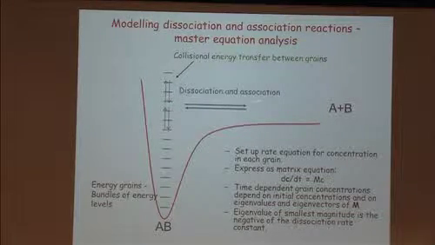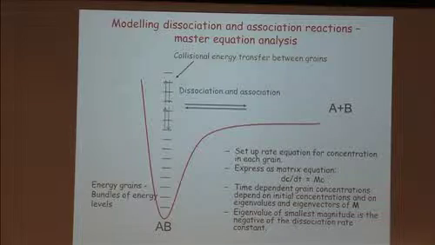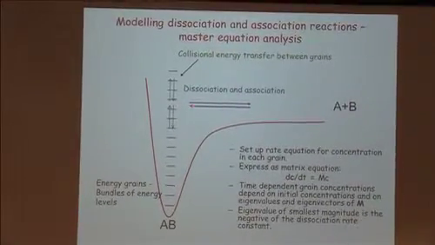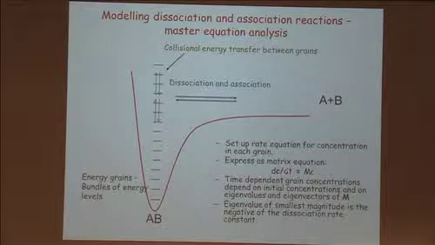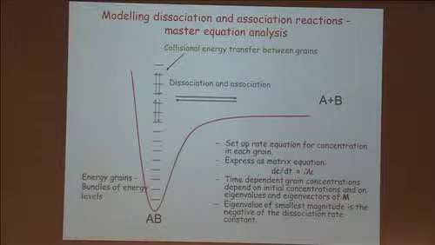It could dissociate to form the products, or if we're looking at an association reaction, it could be formed by association. And so we've got a series of chemical and physical processes, chemical reaction and energy transfer. And so what we can do is write down a rate equation for the population, the concentration of each of these grains. So we express it as a matrix equation, dc by dt, and this M here is a matrix which contains all of these different processes. We'll look at one or two matrices in a little bit more detail.